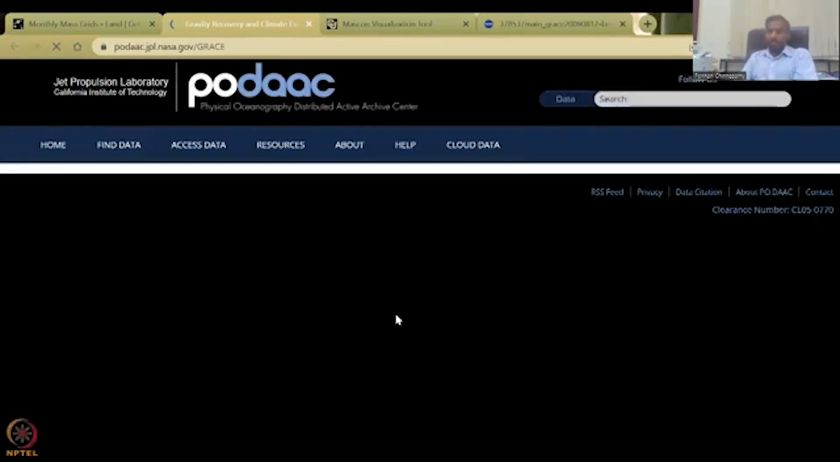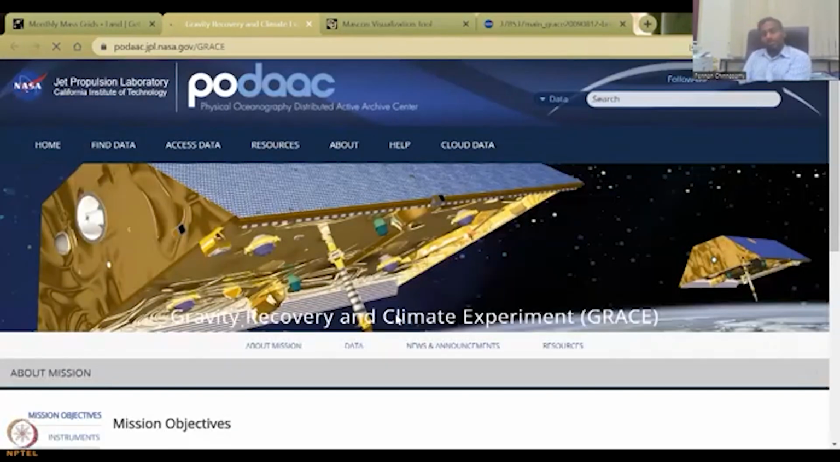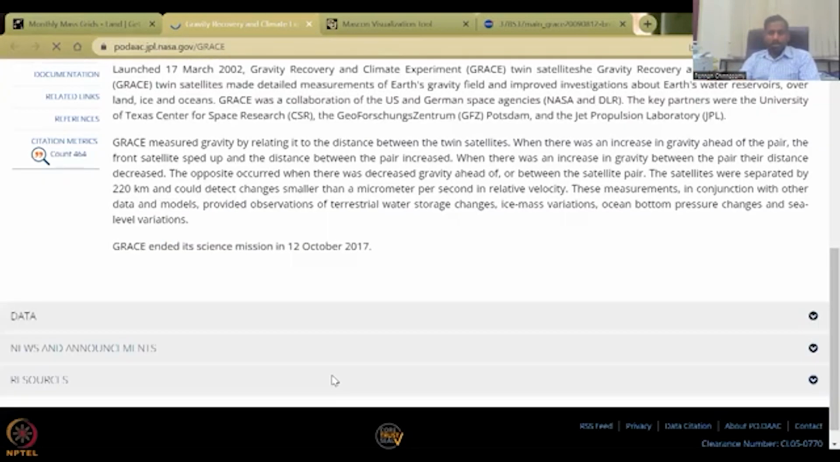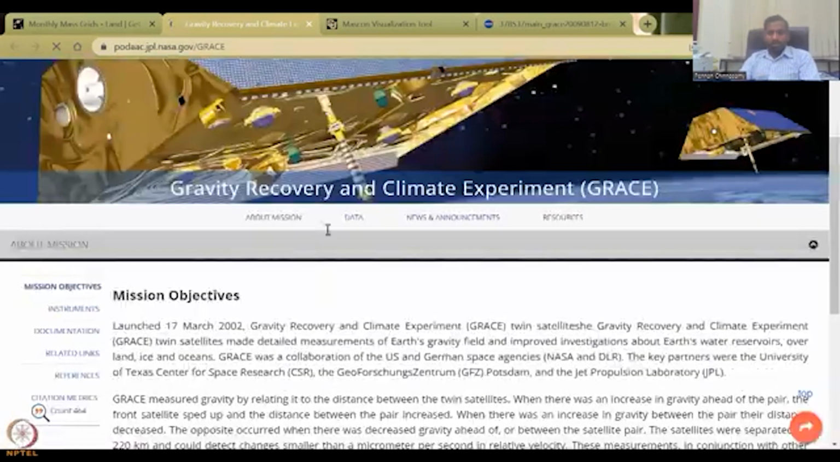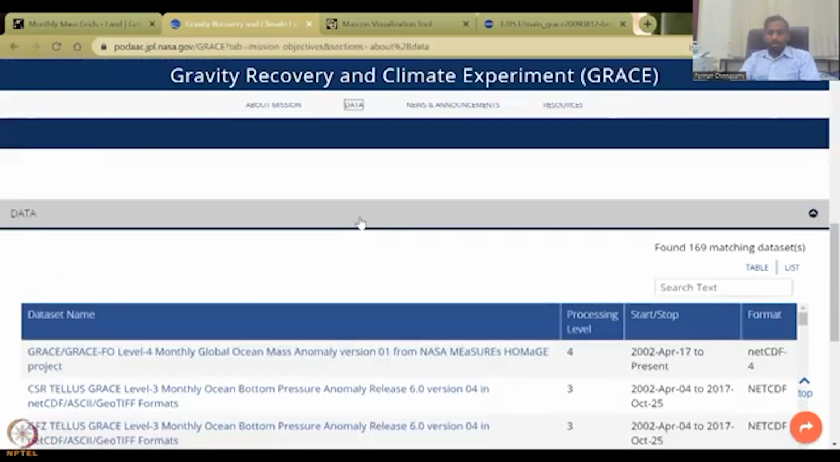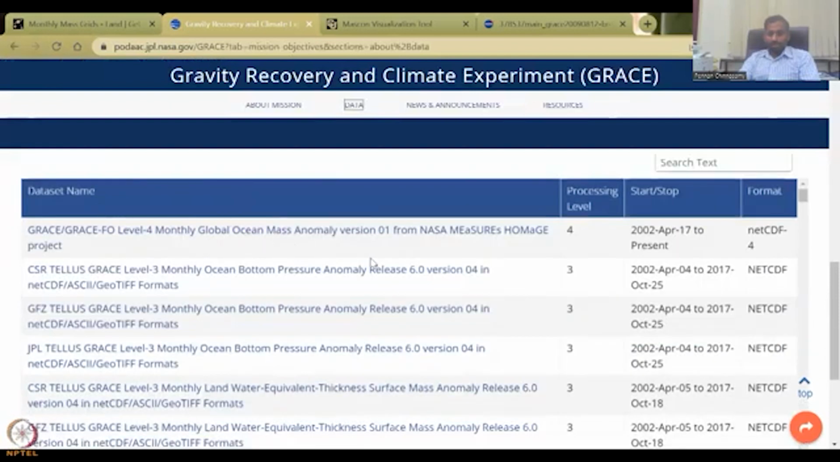NetCDF is a combination of remote sensing images. You can download the data from here. You can also use the previous Earthdata sources, GLDAS, GES DISC that we used in the previous versions to collect the data. So as I said, there are multiple ways to collect the data. You can go here, GRACE Mission, and then download the data.